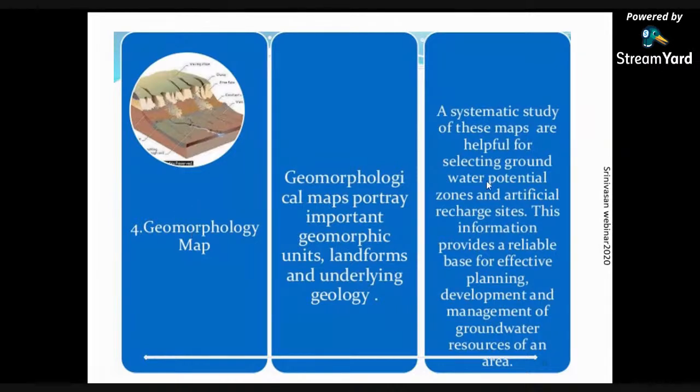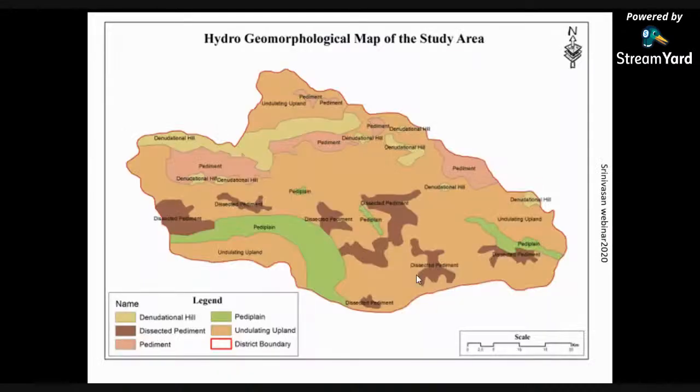A geomorphological map is helpful in selecting the groundwater potential area. So a map is to be prepared; I am showing you a sample geomorphological map, where it shows all the landform units, the pediment, pediplain, and all the other units. From the groundwater point of view, we can categorize which has good or moderate potential.